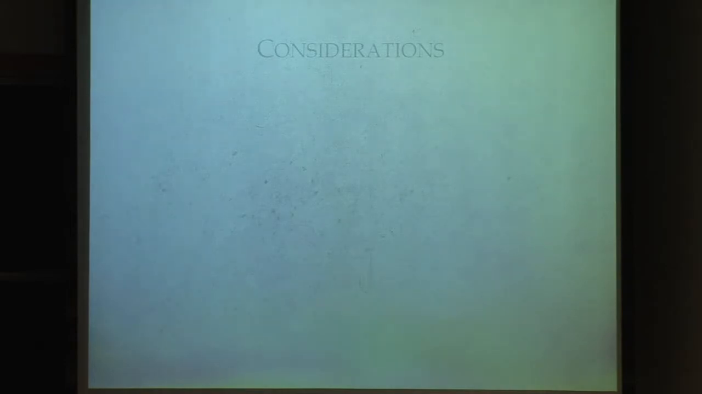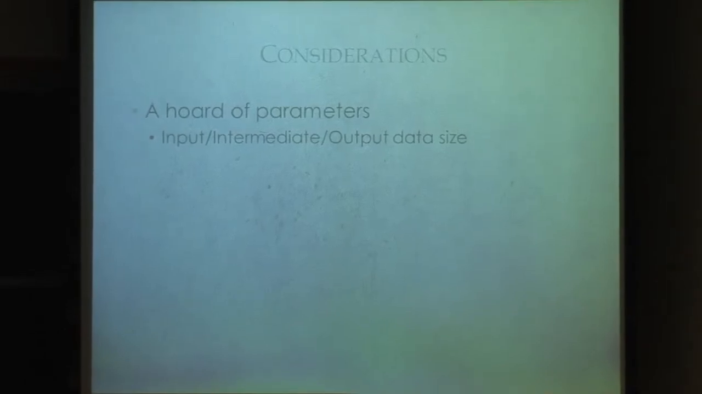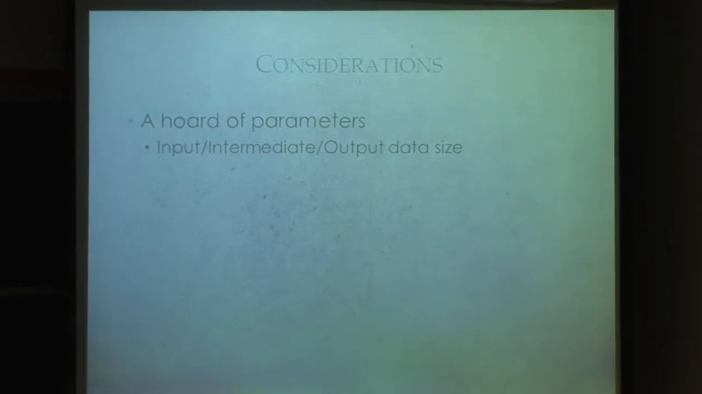So a few considerations. Number one, there's a horde of parameters. The size of the input data that the mappers are reading in, the amount of data they're writing out, the intermediate data in other words, and the amount of data that the reducers write out.